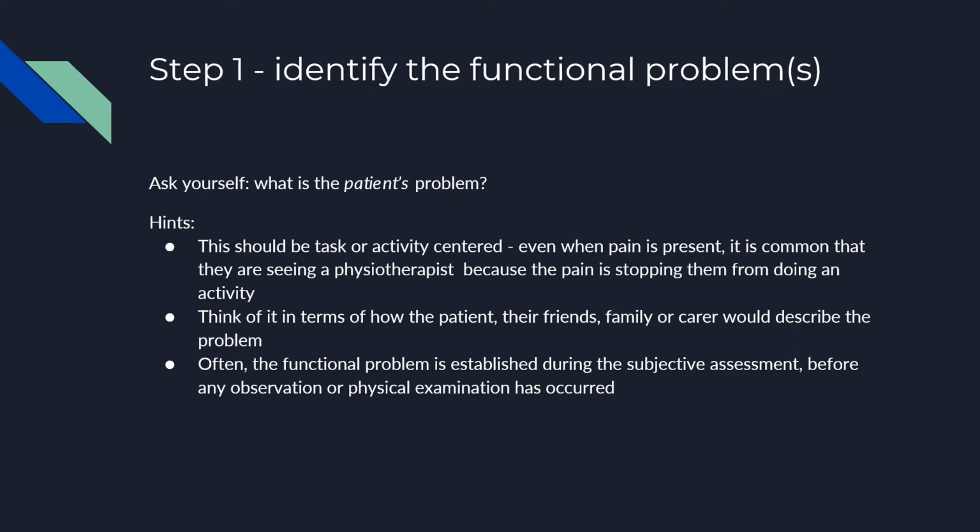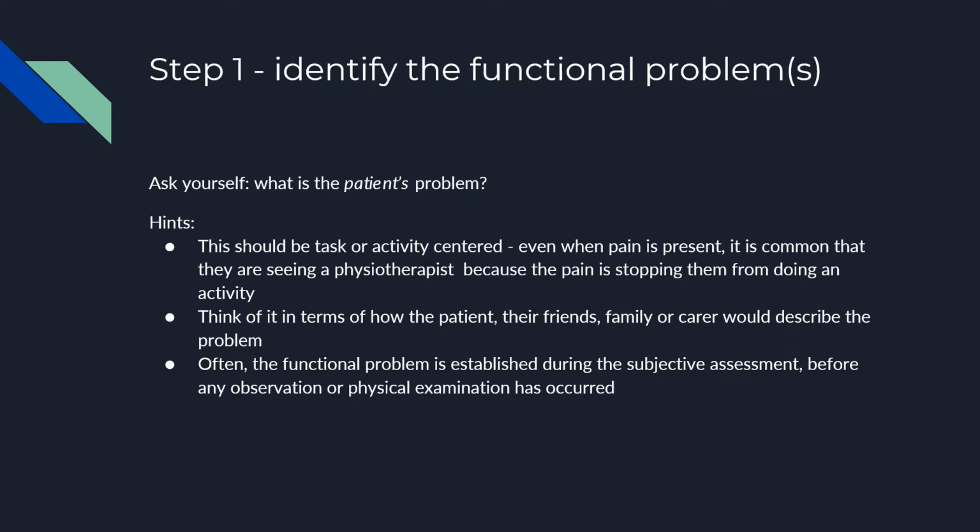Another way to think of this is, how would the patient, their friends, family, or carer describe the problem? In neuro, for example, you might have someone with a brain injury that can't actually communicate what their issue is, but their parent or their carer might come to you and say, look, he's really struggling to get up the stairs. He looks really unbalanced and uncoordinated.